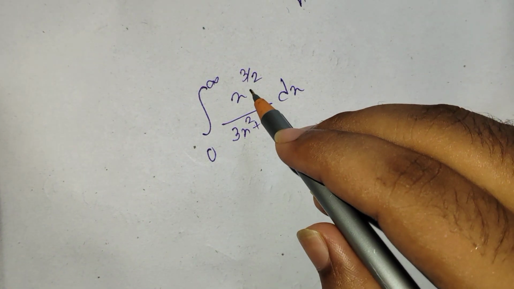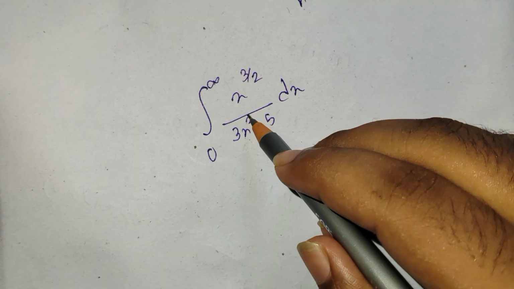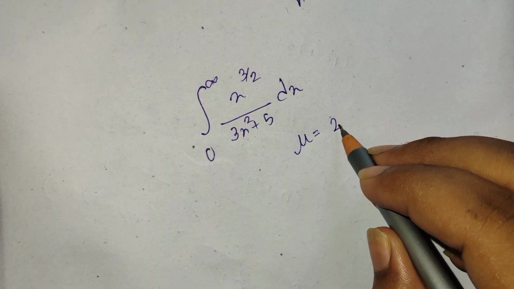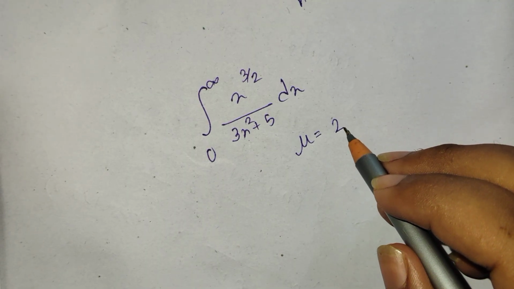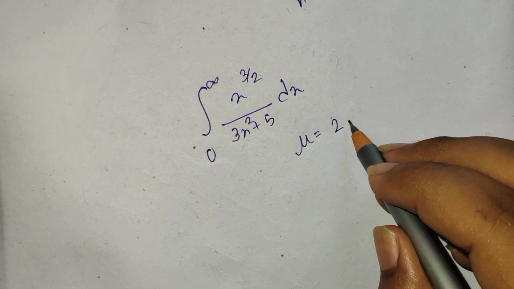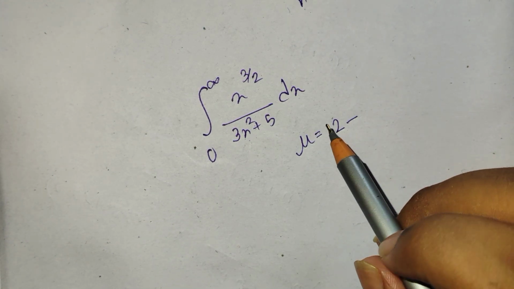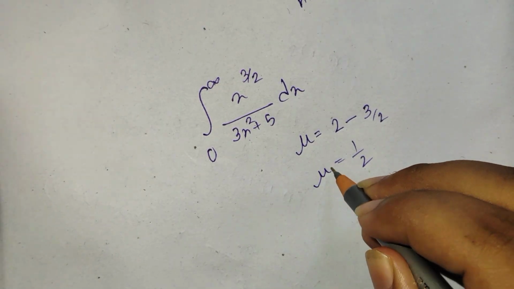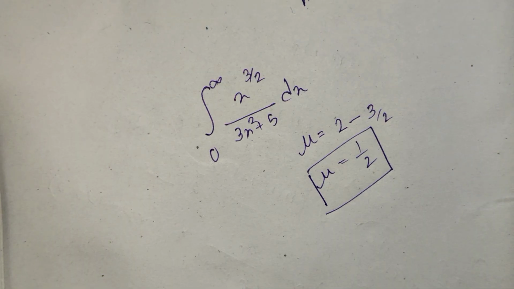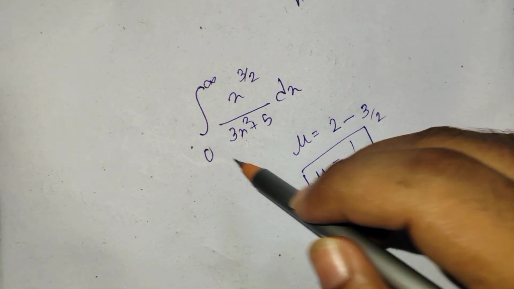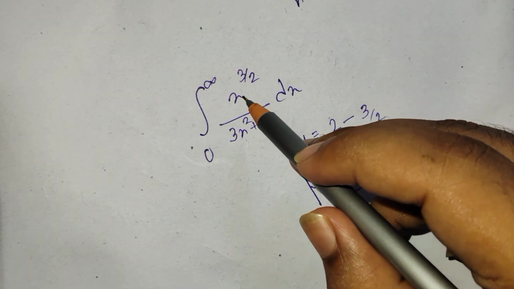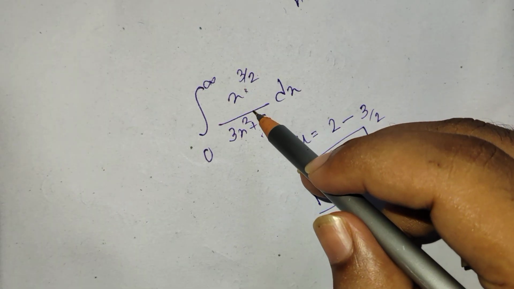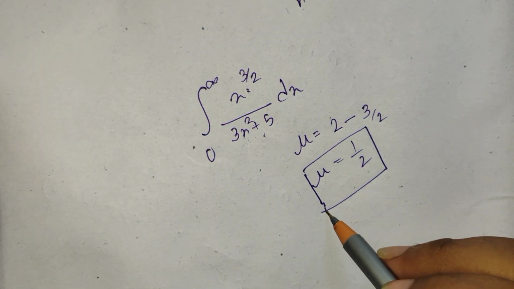How? Just look at the denominator and look at the highest power of the denominator, which is 2. Mu is equal to the highest power of x at the denominator minus the highest power of x at the numerator, which is 3/2. Now mu is half. This is the process, but this is applicable only for algebraic functions, where the function is the ratio of two polynomials. Hopefully you can understand. In that case, mu is half.